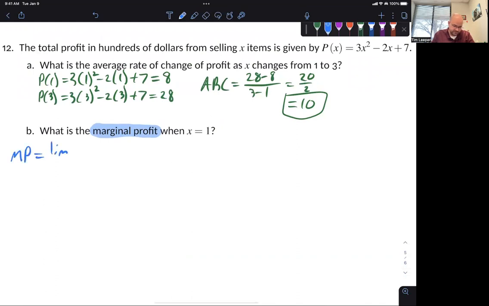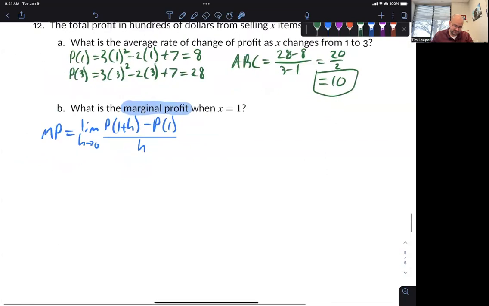That would be the limit as H goes to 0 of P of 1 plus H minus P of 1 all over H. Now, notice that if I wanted to know multiple marginal profit values, instead of using 1 here, I would use X and then plug in the X values when we're done. But because I only want to know 1, I'm just going to plug in 1 now.